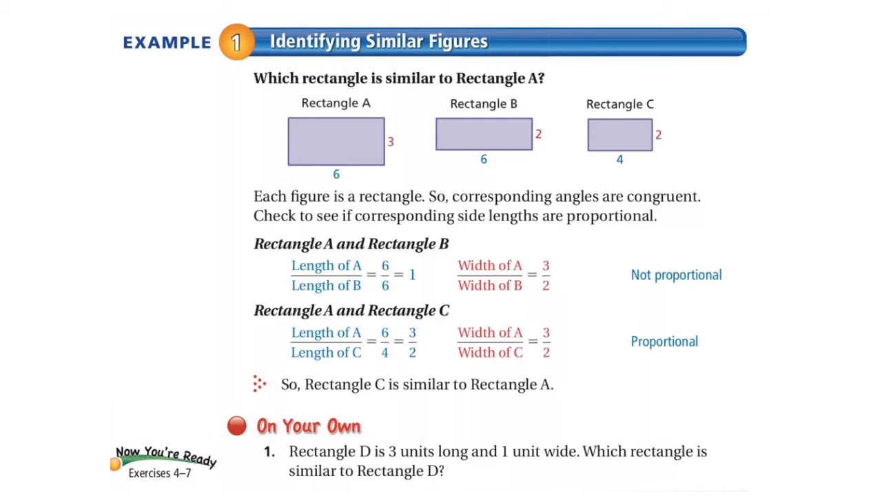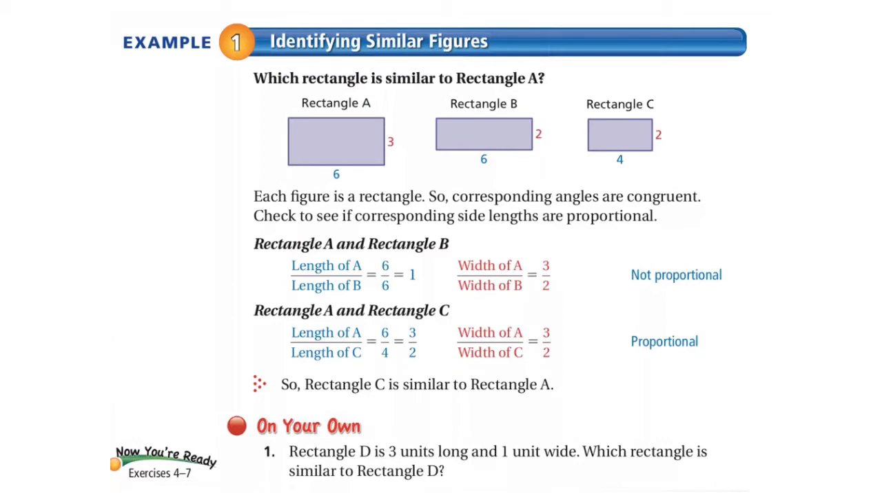So let's look at rectangles A and B, see if they're similar. The length of A is 6. The length of B is 6, so the corresponding lengths on each of those would give us a ratio that was equal to 1. Width of A is 3, and the width of B is 2, so that would be 3 over 2. Now the ratios of the side lengths are not proportional. 1 does not equal 3 over 2.